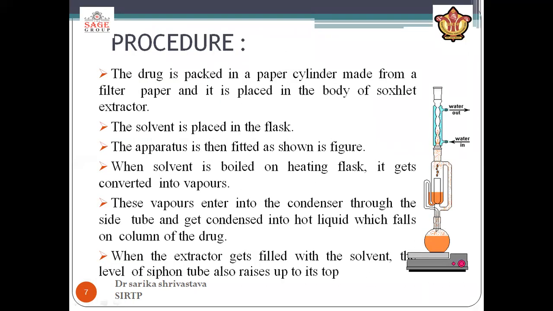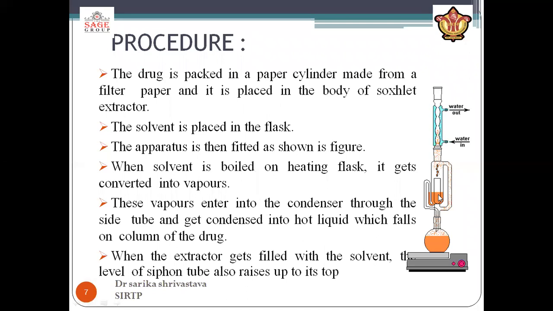Procedure. The drug is packed in a paper cylinder made from filter paper. It is called a thimble and it is placed in the body of the Soxhlet extractor. Then the solvent is placed in the flask. The apparatus is then fitted as the figure shows. When the solvent is boiled by heating the flask, it gets converted into vapors, and the vapors enter into the condenser through the side tube and get condensed into hot liquid which falls on the column of the drug.